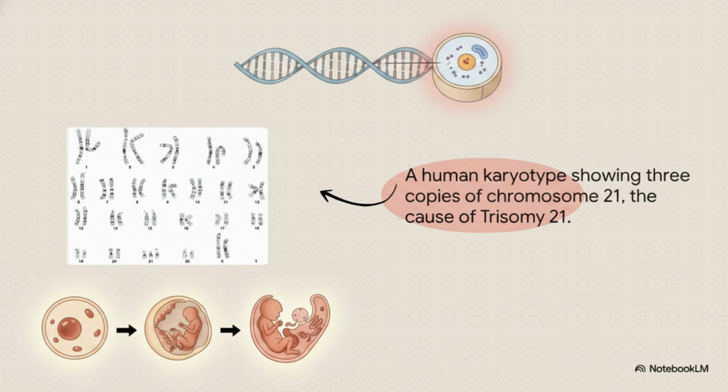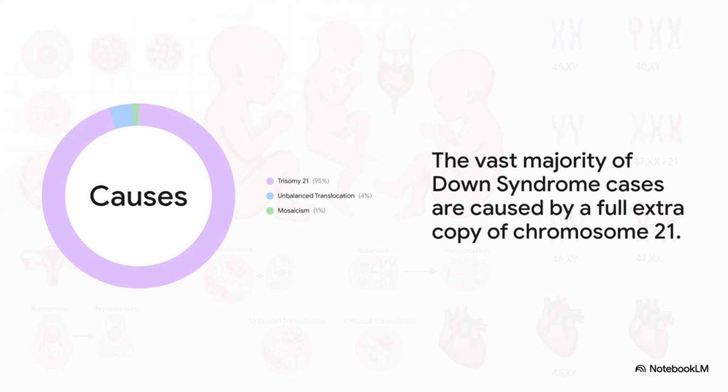Now take a look at this. This is a human karyotype, which is basically a visual map of a person's chromosomes, all laid out and organized. And what's crucial here is if you look at position 21, you can see it plain as day. There are 3 copies of the chromosome instead of the usual 2. This single extra chromosome is the fundamental genetic cause of everything we see in Down syndrome.